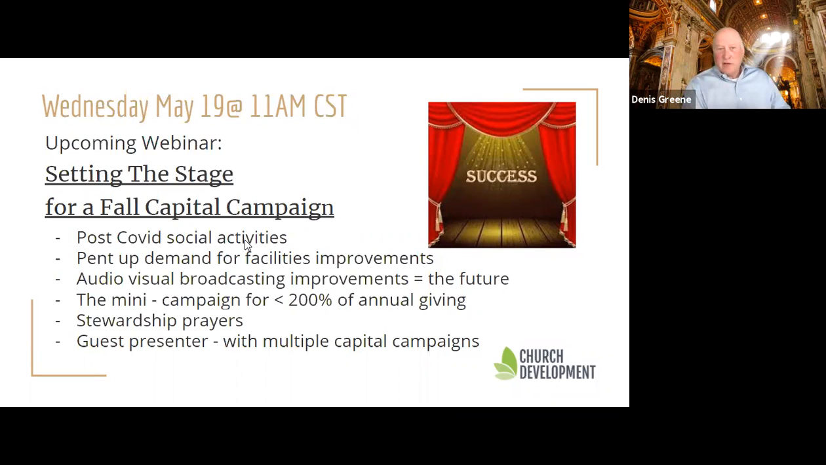We'll talk about the trend towards audiovisual improvements. We'll also talk about mini campaigns. If you only need to raise less than 200% of annual giving and don't need to do a full court press, like we've talked about today, there are some tips that you might want to consider. We'll cover stewardship prayers and the discernment process, and we'll have a couple of guest speakers who have been through all that.